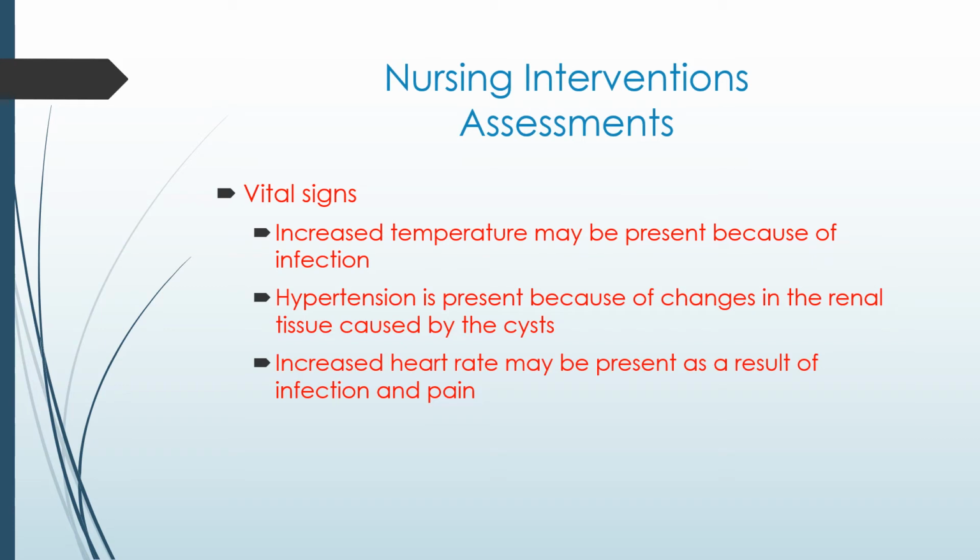So nursing interventions for these patients. Listen up, and then listen up one more time, ladies and gentlemen. We are looking at vital signs. Increased temperature may be present because of an infection. And again, we do not want these clients to get an infection because their renal system is already impaired. Hypertension is present because of changes in the renal tissue caused by the cysts. Increased heart rate may be present as a result of the infection or any pain that they may be experiencing.